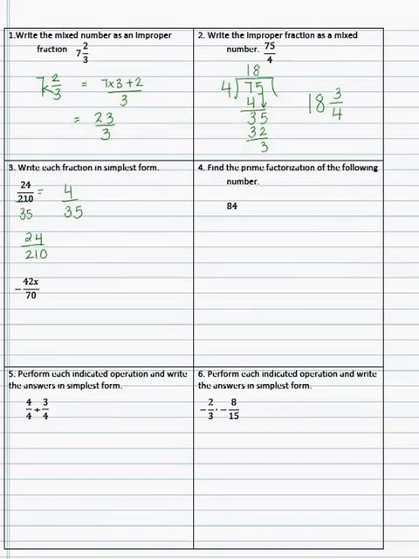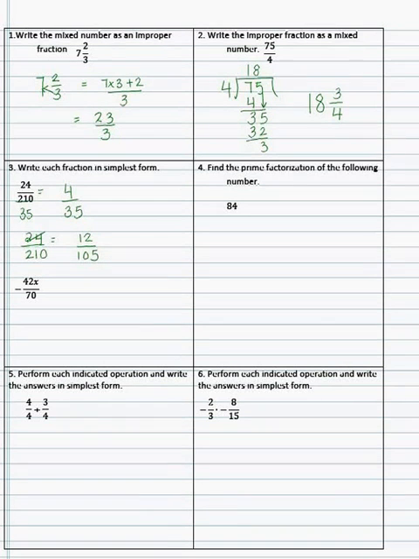24 over 210. So when I look at these numbers, I'm thinking 2. 2 goes into 24 12 times. And now the same number 2 has to go into 210 as well. So 2 goes into 210 105 times. Now you might be asking me, but your numbers are not the same as mine.